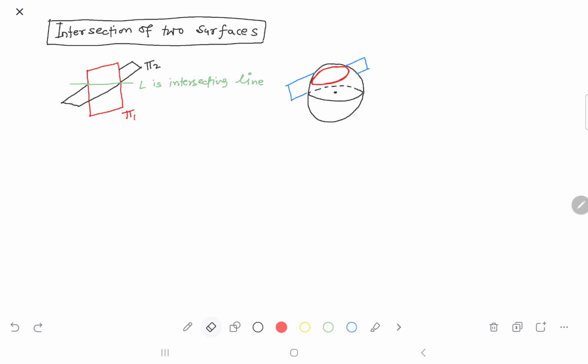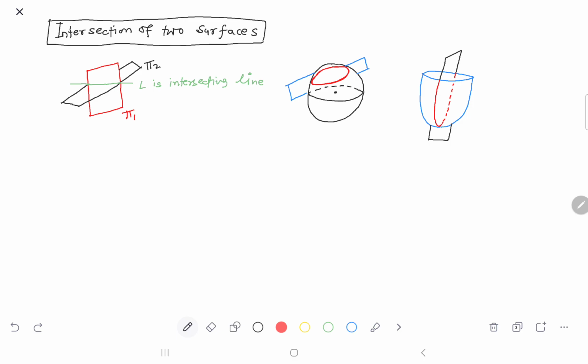So in general, if you take any surface, for example a paraboloid, something like this, and you take a plane like this, so your plane is here, then what should we get? The intersecting part will be a parabola, right? Like this. Is it okay?